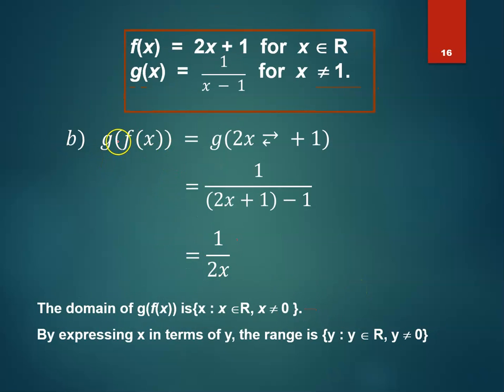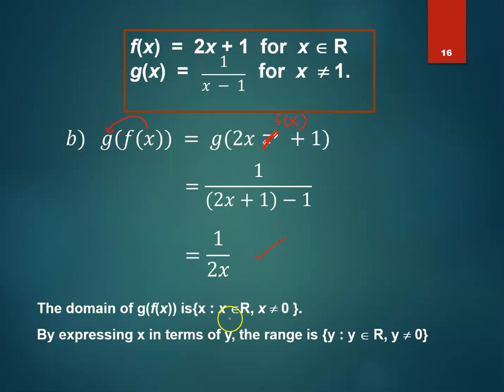And for b, composite function of g(f(x)), meaning that you're going to substitute f into your g. So what is your f? Your f is this one, 2x plus 1. Ignore the other thing, okay? This is actually 2x plus 1, your f(x). So you're going to substitute this f(x) into g. Your g is 1 over x minus 1, which means your x over here is going to be substituted with this whole thing. So you have 2x plus 1 minus 1. So you get this one.